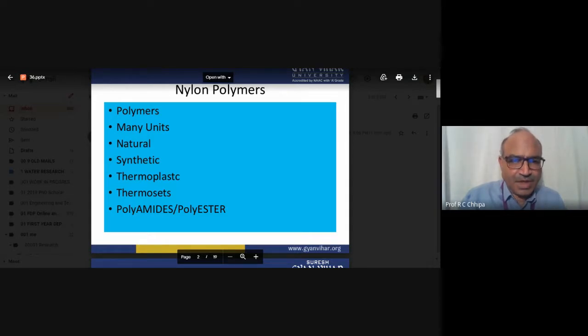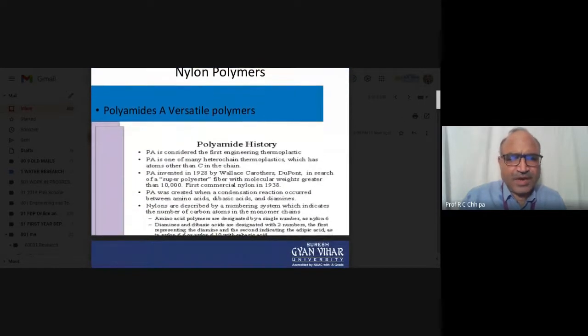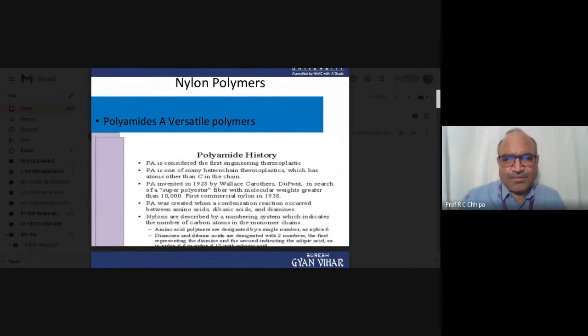And then we have to see polyamides, the versatile polymer, whatever I have discussed. Very specific polyamides are considered the first engineering thermoplastic, and polyamide is one of the many heterogeneous thermoplastics which has atoms other than carbon in the chain, carbon and nitrogen. That is the amide. Amido bond, carbon double bond oxygen, and then nitrogen and H2, CONH2.